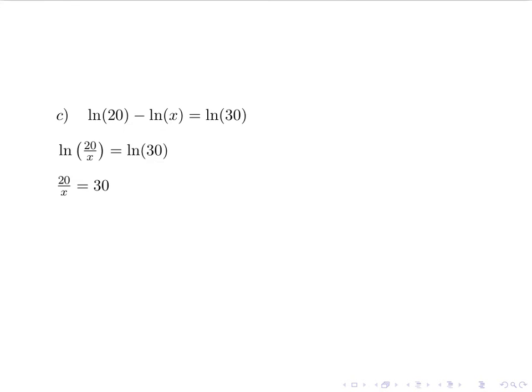Now again, it's just a question of solve this for x. So you want to multiply both sides by x, divide both sides by 30. 20 divided by 30, simplify it, 2/3. Now remember, with logs, you have to make sure that what's inside the log is positive. So can I plug 2/3 into this? Yes, because it's positive. Okay?